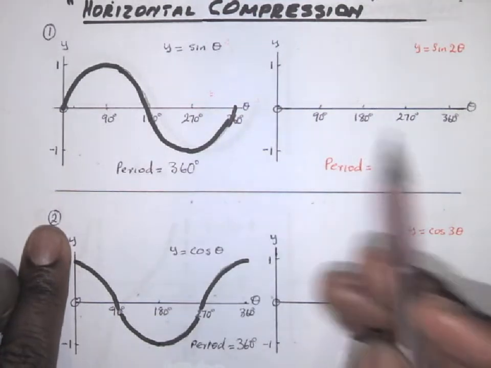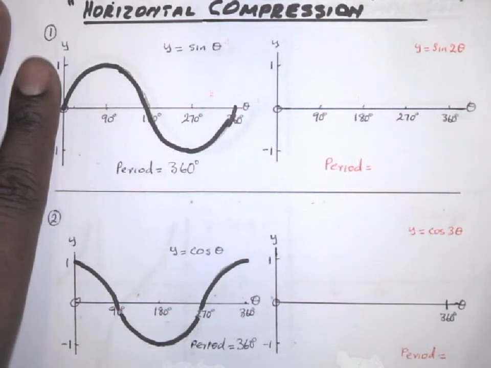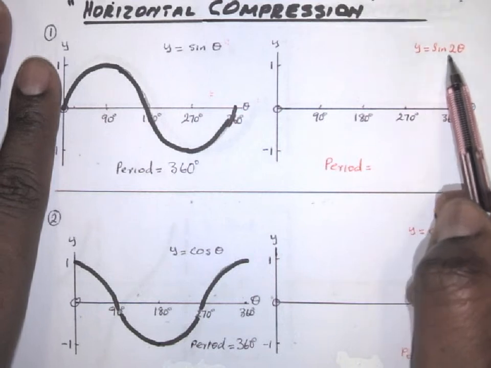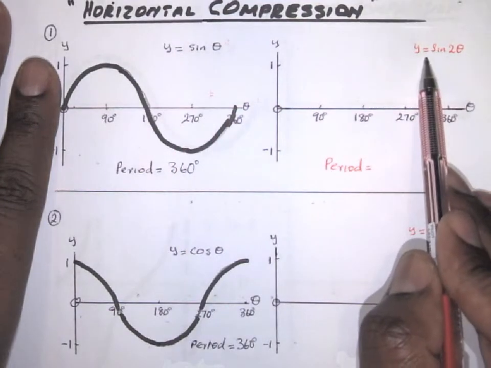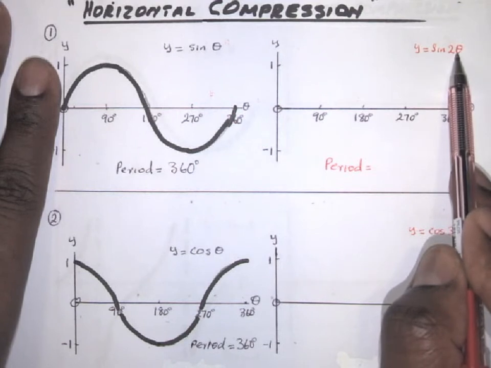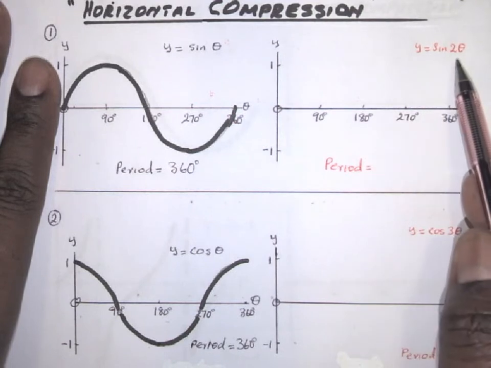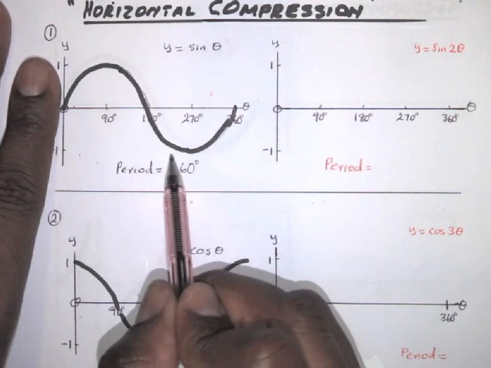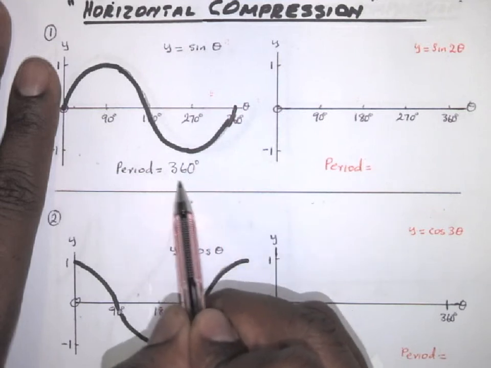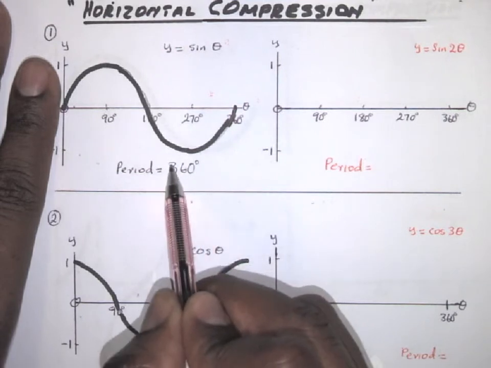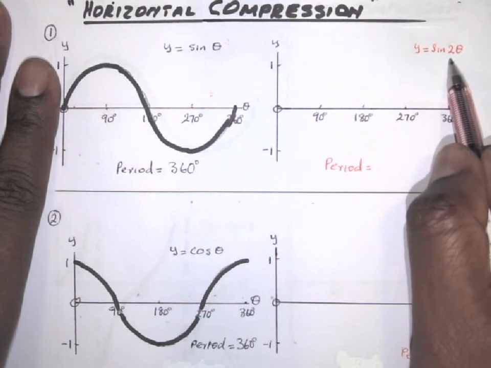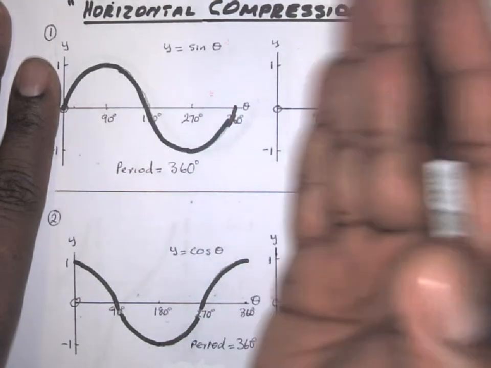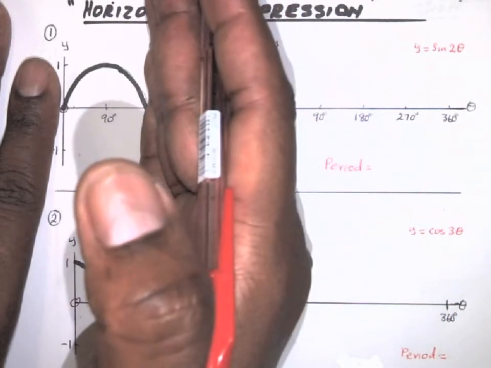So how do you do that? Let's look at this example. It says y is equal to sine 2 theta. So we've got to compress this graph so that we get the graph y is equal to sine 2 theta. So what do we do? To get the answer, you just take the period of the original graph, which is 360 degrees, and you divide it by the 2, which means that you get 180. 360 divided by 2 gives you 180 degrees. So when we compress this graph, we'll end up at 180.